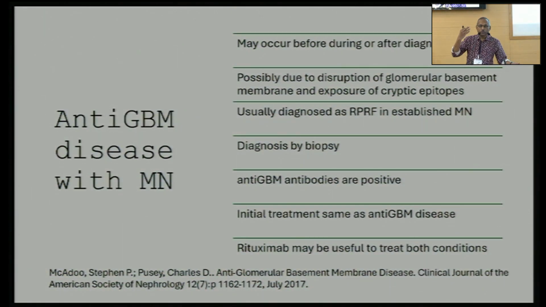And then membranous nephropathy. We've been talking a lot about membranous nephropathy today, and it can also predispose to anti-GBM disease. One proposed mechanism is disruption of the GBM secondary to the antigen-antibody reaction which already occurs in membranous. Usually you see membranous producing RPRF, so many times you have to consider the nephrotic syndrome, maybe diuretics, etc. But sometimes it can be due to anti-GBM disease.